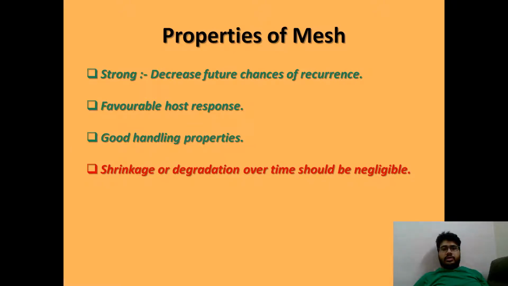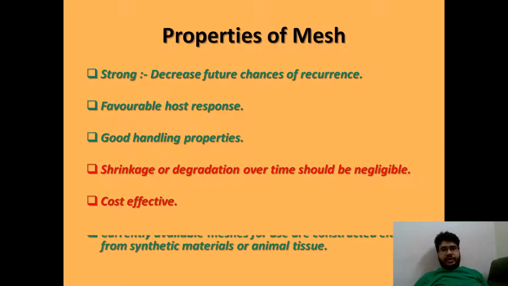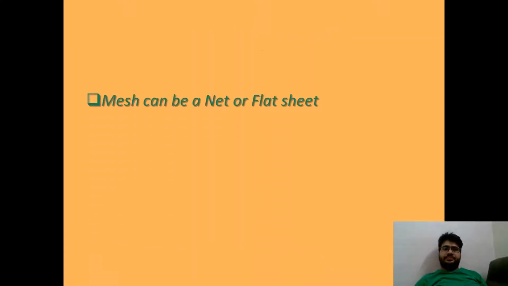Shrinkage or degradation over time should be negligible. It should be cost effective, and currently available meshes are constructed either from synthetic materials or animal tissue. I have marked these 2 points in red because these are the most important properties of a mesh, that is shrinkage and cost effectiveness.